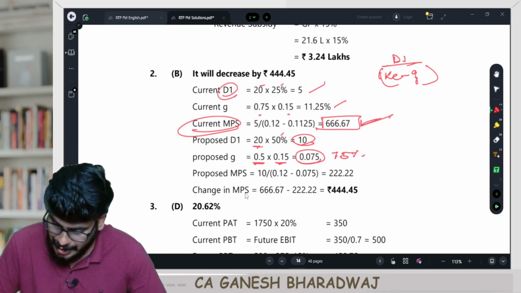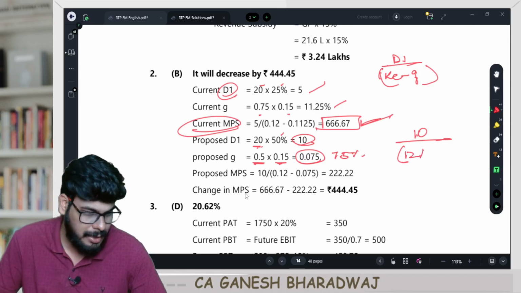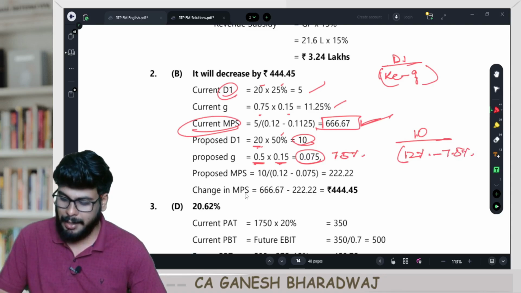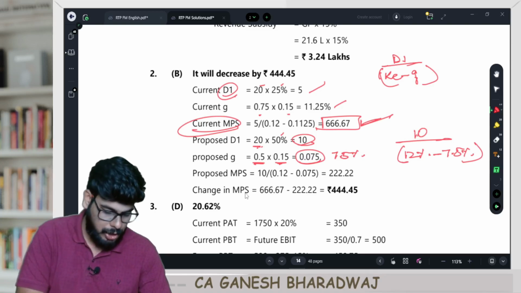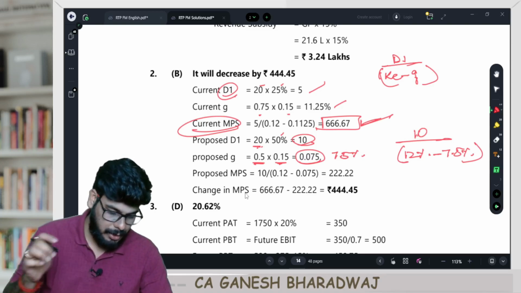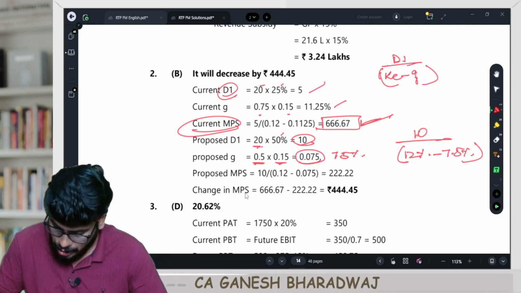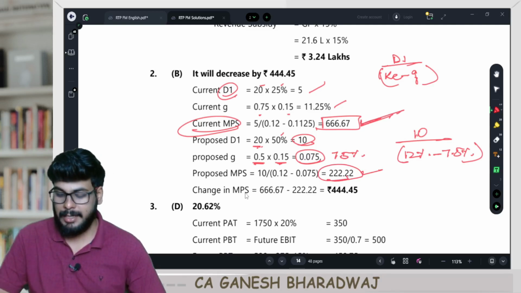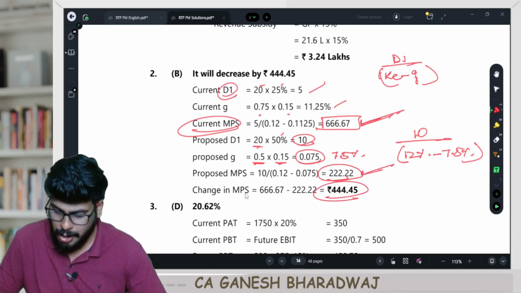New MPS is equal to D1 divided by KE minus G. KE is already given in the question. How much is that? It's going to be 12%. That is not going to change. Minus G. How much is G? 7.5%. So 10 divided by 12 minus 7.5. So 12 minus 7.5% is going to be 4.5%. So 10 divided by 0.045. That's going to be how much? The new MPS is going to be 222.2222. So current MPS is going to be 666.6666. New MPS is going to be 222.2222. The difference between that is going to be 444.